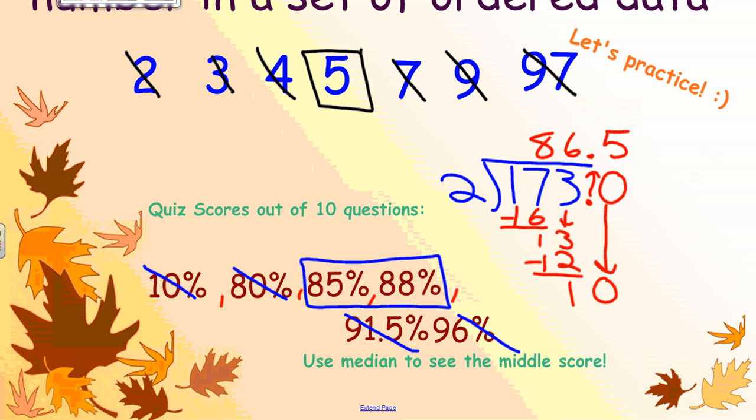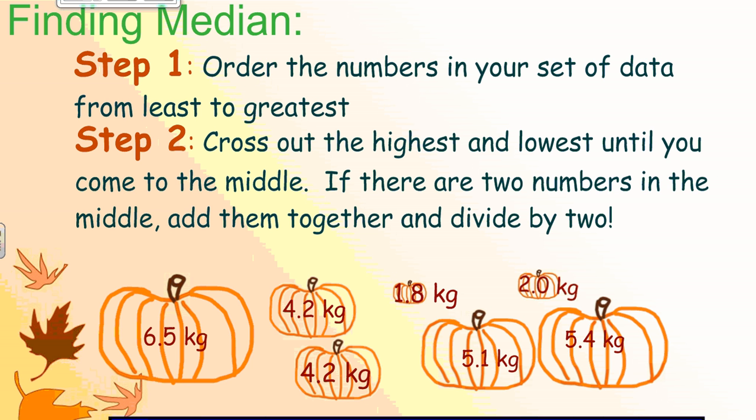Let's try some more. Finding the median. Again, take out that paper and pencil and let's write down these 2 easy steps. Step number 1, simply order the numbers from least to greatest. And step number 2, you're going to cross out the highest and then the lowest until you end up in the middle. Now, if there are 2 numbers in the middle, you will have to add them together and divide by 2. Pause the screen, and when you're finished writing these notes, then we'll be ready to practice some more.